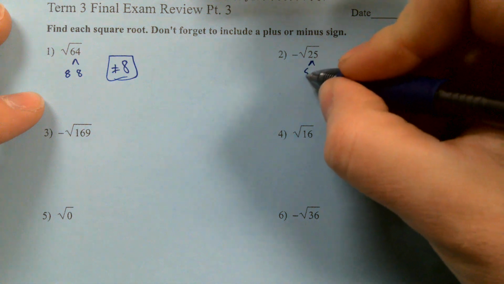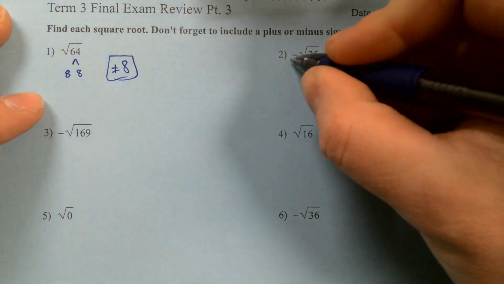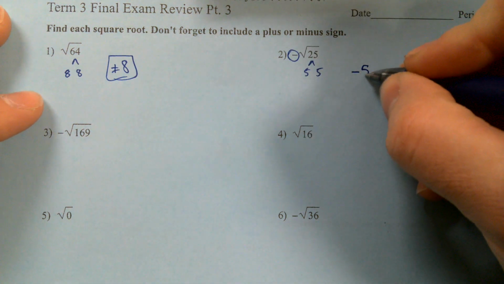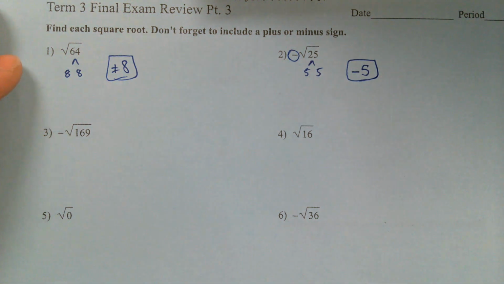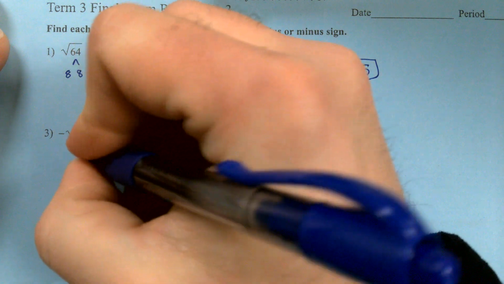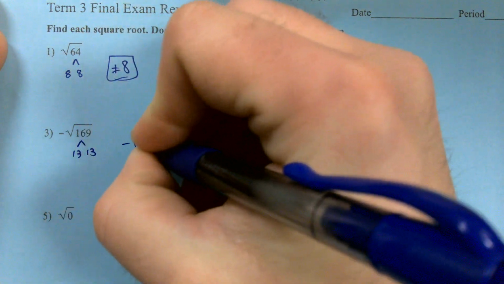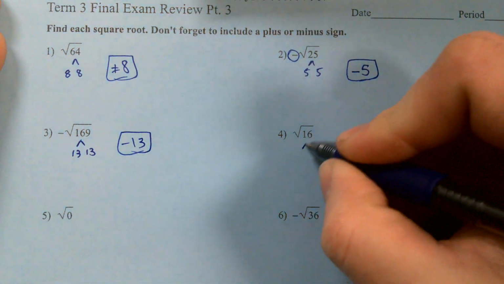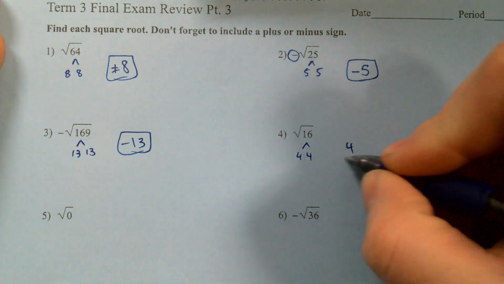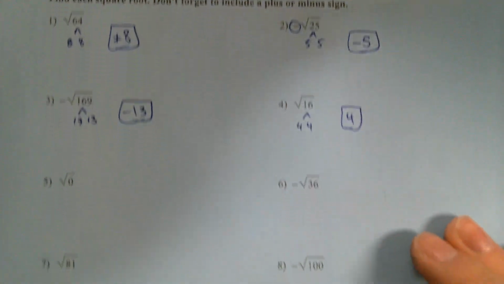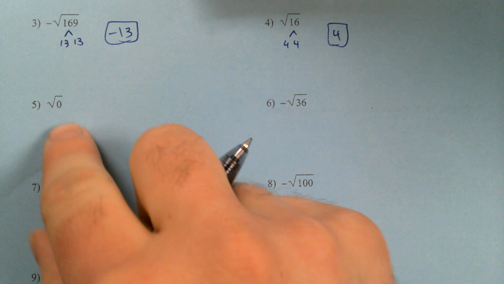25 has roots of 5 and 5, but there's a negative sign in front, so our answer is not going to be plus or minus 5. It's just going to be negative 5. Number 3, we got negative 13. Number 4, we've got, well, 4. Number 5 is a little bit tricky.